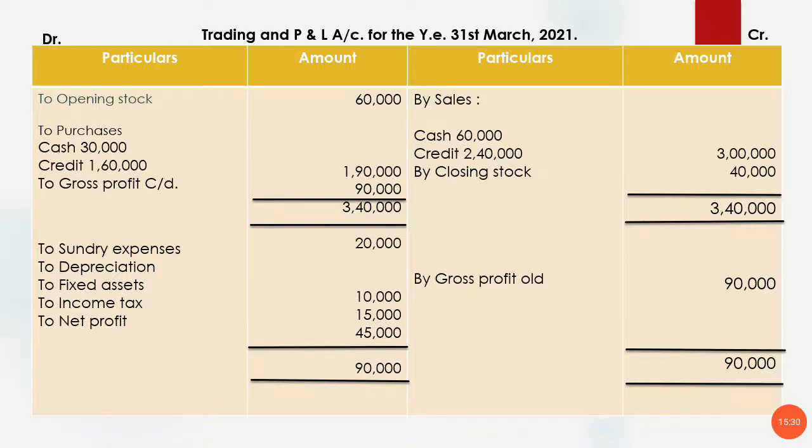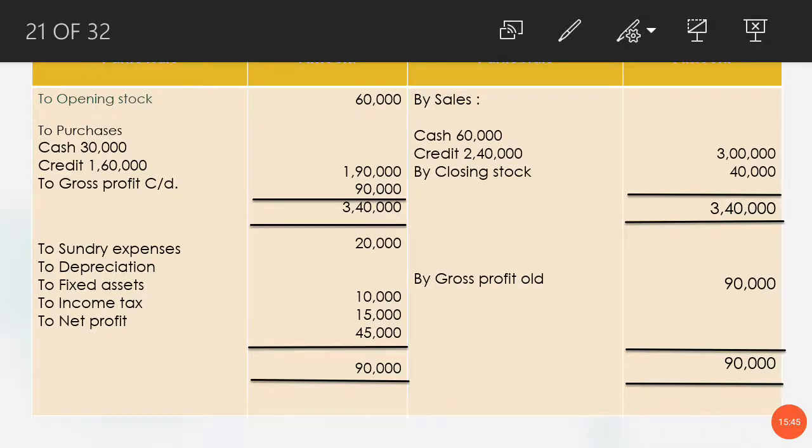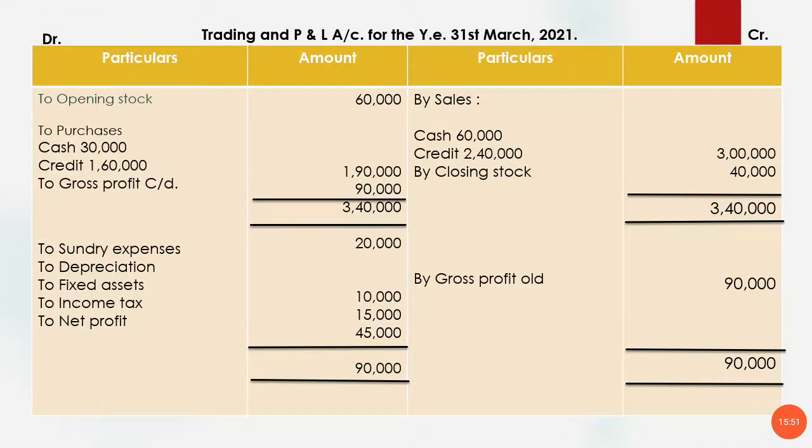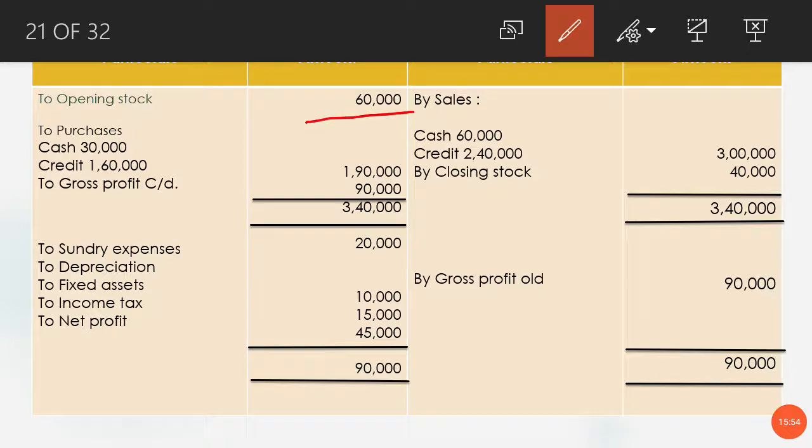Problem. From the following trading and profit and loss account and balance sheet as on 31st March 2020, calculate the given ratios. Trading and profit and loss account for the year ending 31st March 2021. Particulars, debit and credit side. To opening stock 60,000. To purchase, cash 30,000, credit 1,60,000, total 1,90,000. To gross profit carried down 90,000. By sales, cash 60,000, credit 2,40,000. By closing stock 40,000.